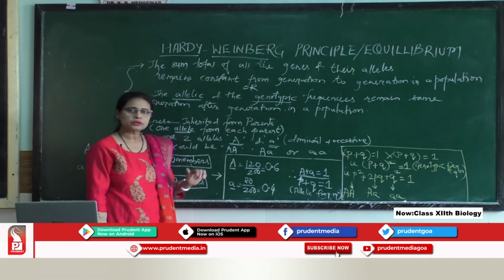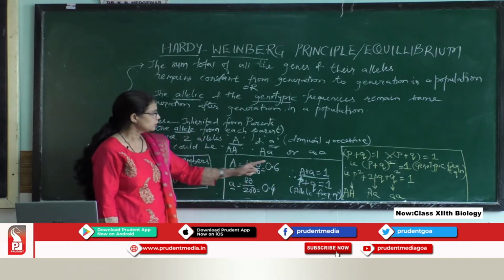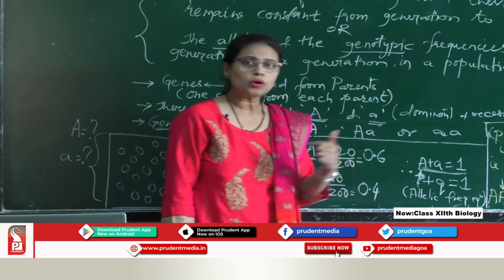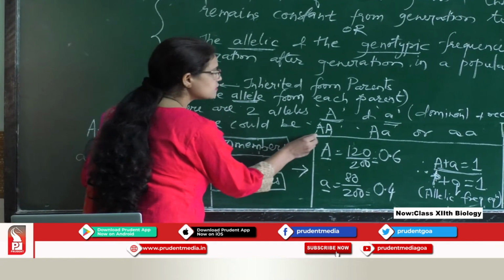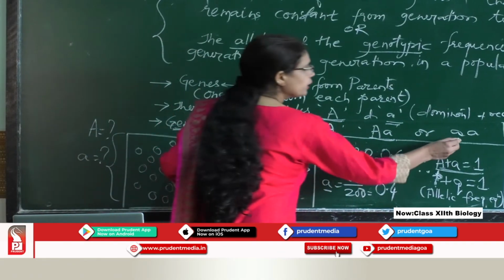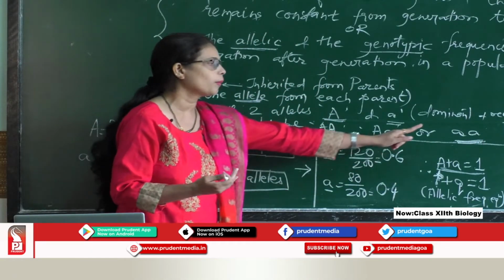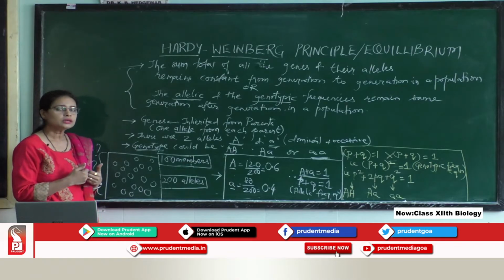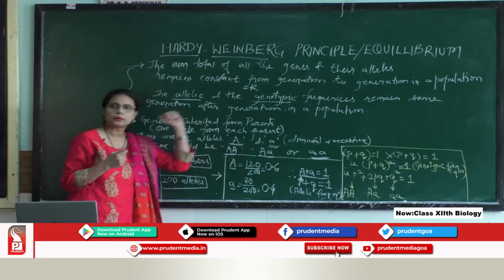P is the frequency with which dominant allele appears, Q is the frequency with which small a, that is the recessive allele, appears. Now, if I want to know in this population how many of them are having this genotype, how many are having this genotype, and how many are having this genotype, homozygous dominant, heterozygous dominant, and homozygous recessive. That means now I am trying to find out what? Genotypic frequency. How frequent is this? How frequent is this? And how frequent is this?